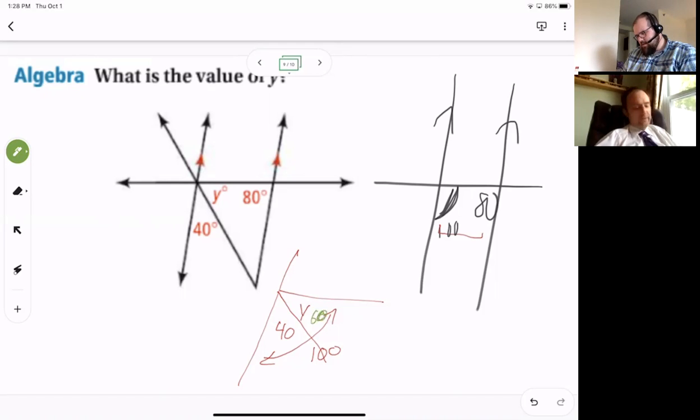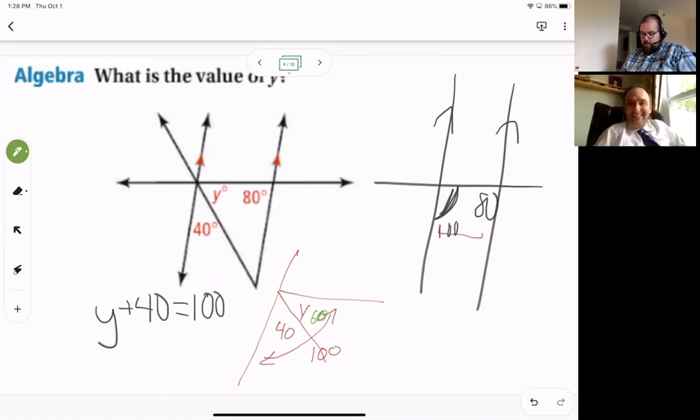What if I was scared? Could I write an equation like y plus 40 equals 180? Sorry, 100, not 180, 100. You absolutely could. And then solving that, if I minus 40 from both sides, we get y is equal to 60. Oh, beautiful. My 60s keep coming out like 66s.